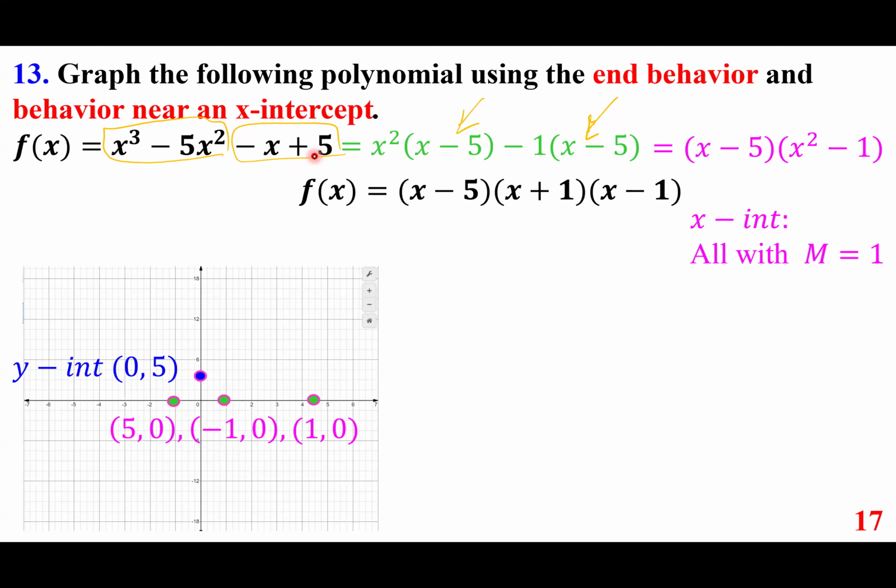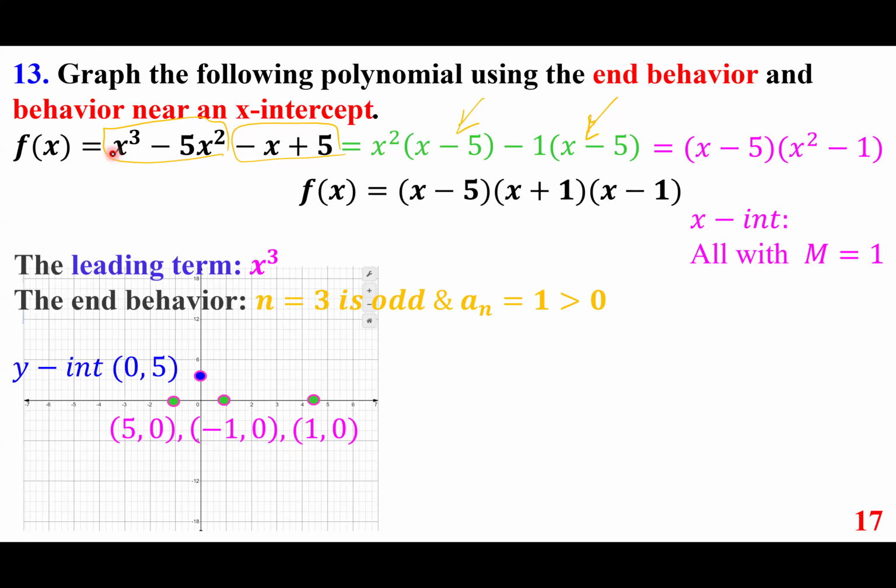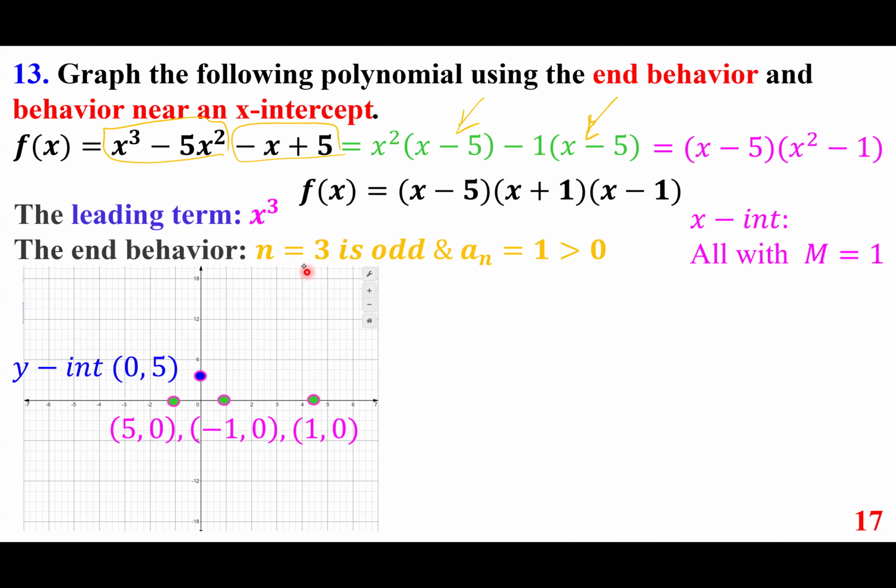Now, the end behavior, I hope you see that the leading term is x cubed. So the end behavior depends on this exponent n equals 3, which makes it odd. And a sub n equals 1. See, the coefficient is 1, which makes it positive. And in short, it means the end behavior looks like y equals x cubed. So this, the first and the third quadrant. In other words, as x goes to negative infinity, so does y or f of x. As x goes to positive infinity, so does y. Both of them go to infinity at the same time or negative infinity.